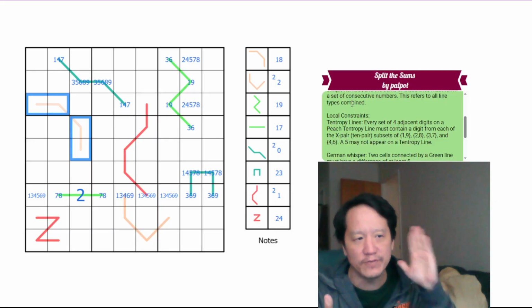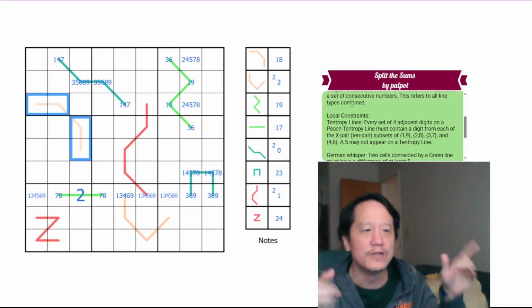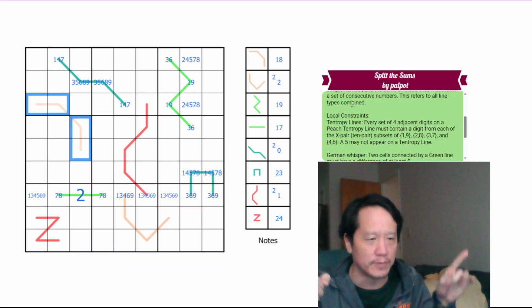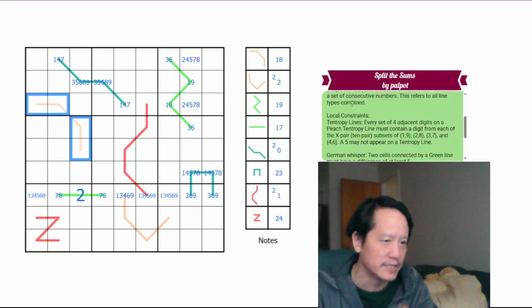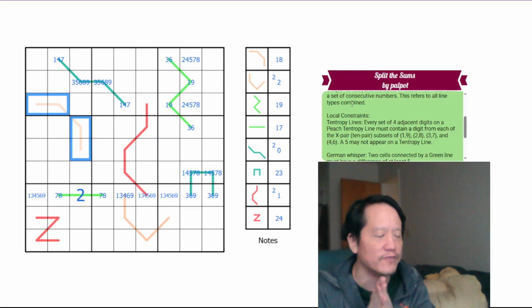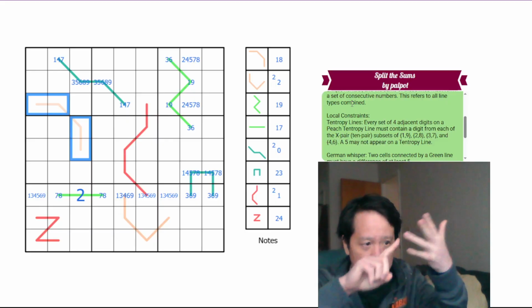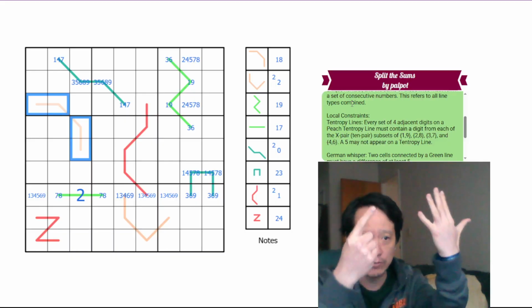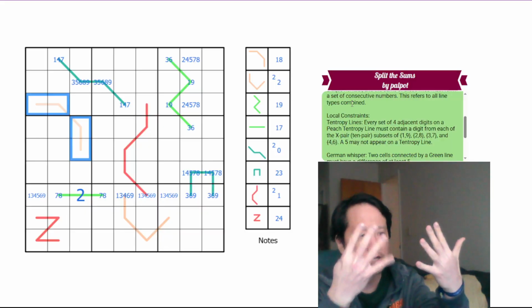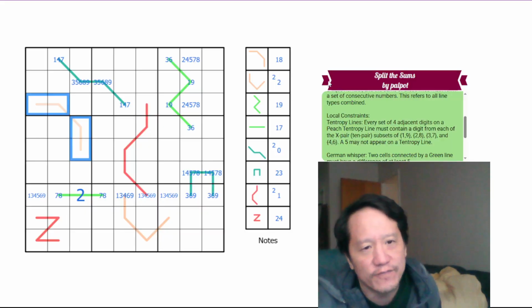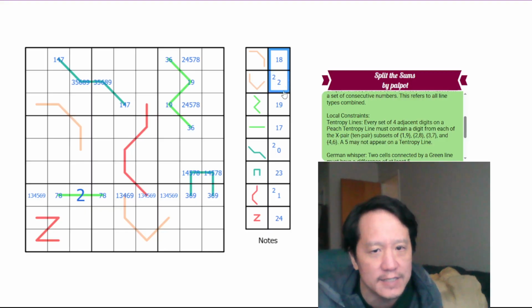But if you have 16 and 24, they're not going to be able to form a Renban with the other sums because there are only 8 lines. If you have 16, 17, 18, 19, 20, 21, 22, 23, 24, you require 9 sums to make it consecutive. So therefore, we are guaranteed this is 18 and 22.